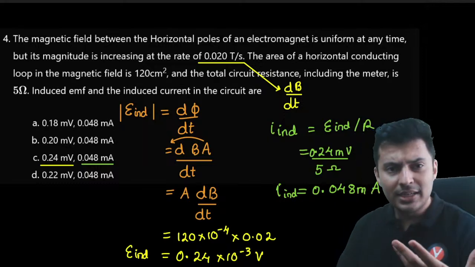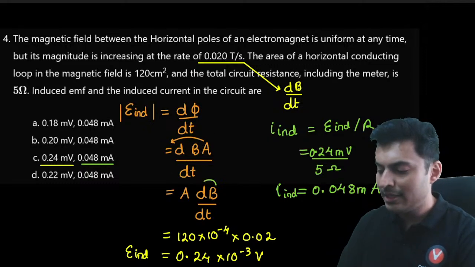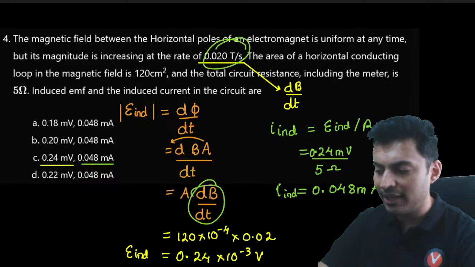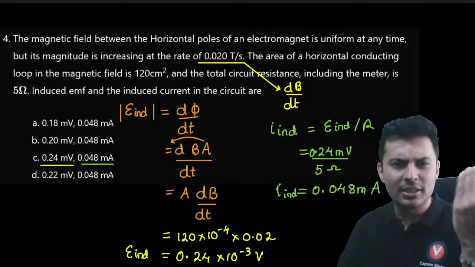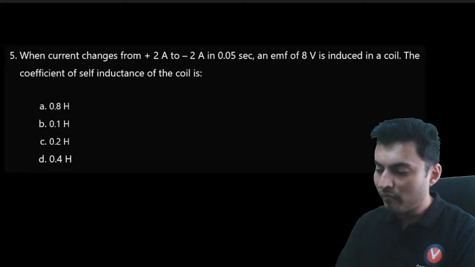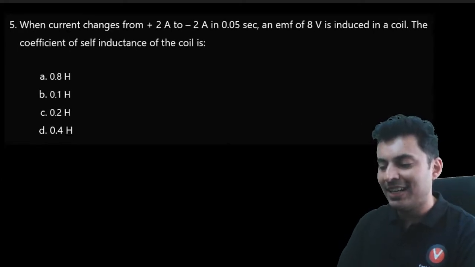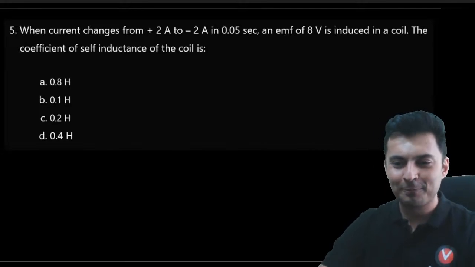Where magnetic field is changing, take the area outside the derivative and then dB by dt will be given to you in some way. Then substituting the value, you will get the EMF. If you divide EMF with resistance, you get current. Current is voltage by resistance, simple. The coefficient of self-inductance, mutual questions we solved. Let's go to self-inductance now.